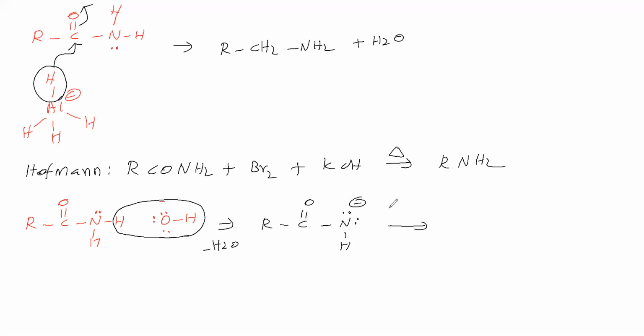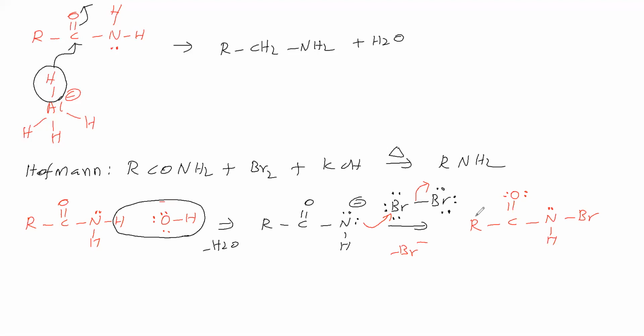Then bromine is coming for reaction. Bromine has 3 lone pairs on each atom, and it has a vacant orbital. Therefore, this nitrogen is attacking the vacant orbital, and Br minus is leaving. So we get RCO NHBr.